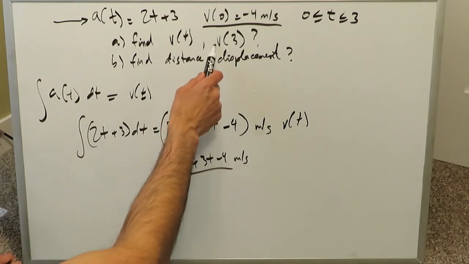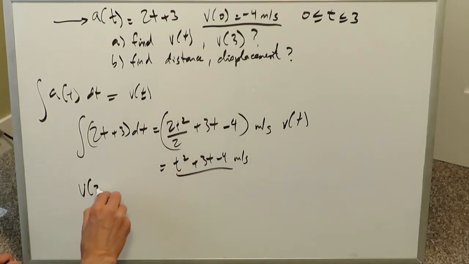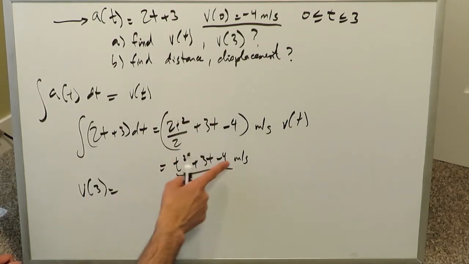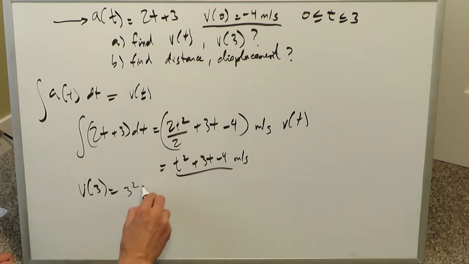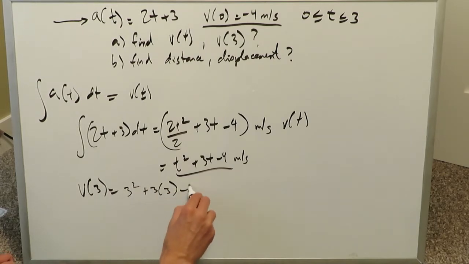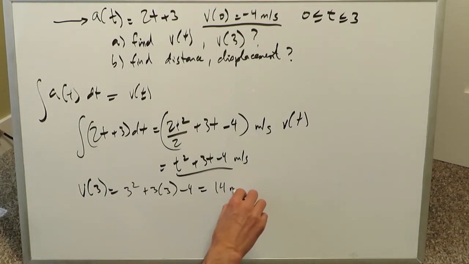For the part where you are told to find v of 3, it's not hard at all. You just have to plug 3 in place of these t's. You'll have 3 squared plus 3 times 3 minus 4, and you can easily calculate it. You'll have an 18 minus 4. You have 14 meters per second.